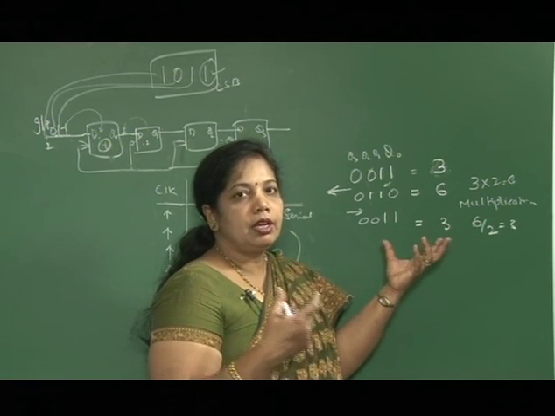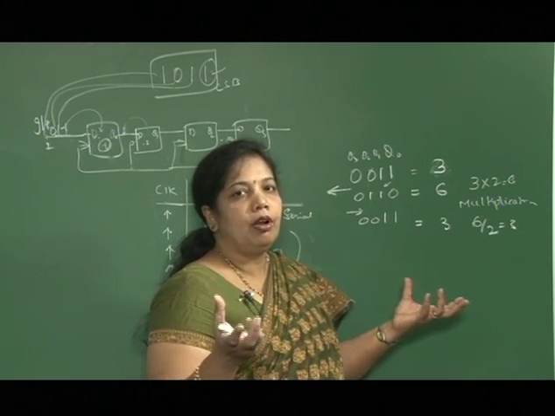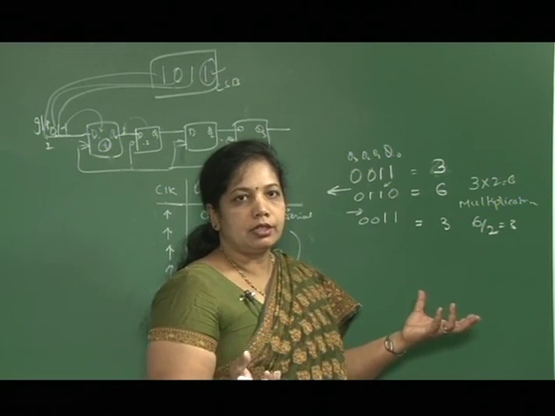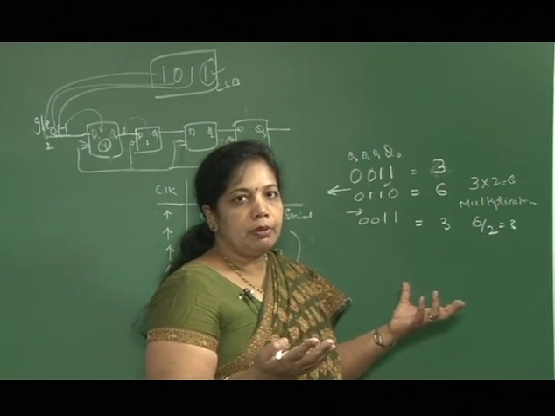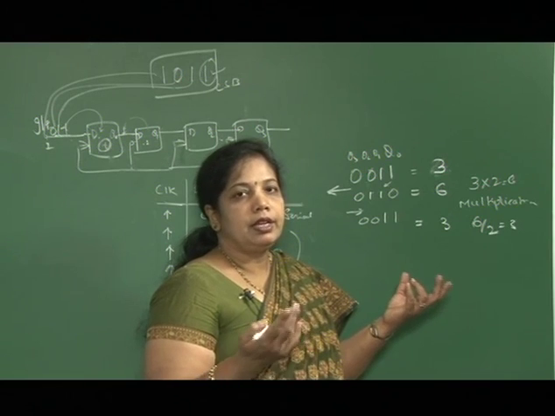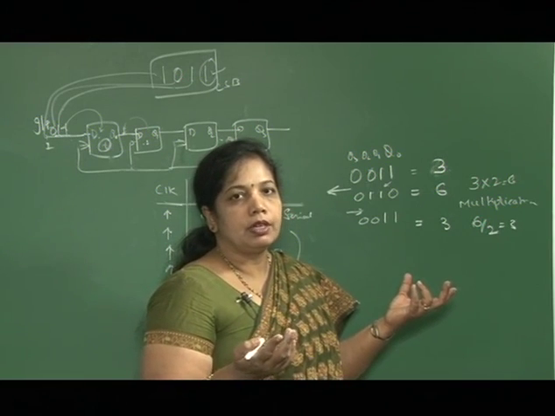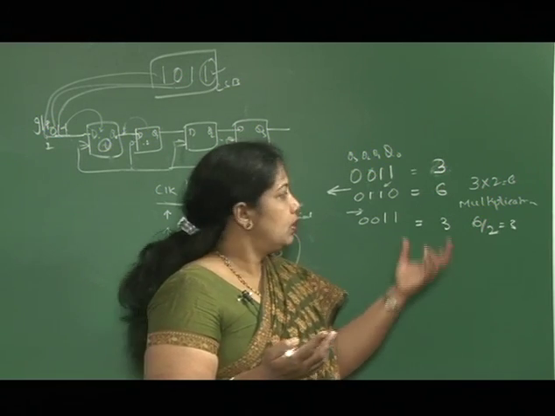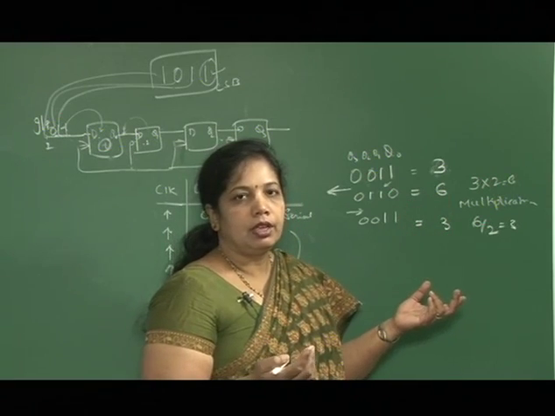So multiplication and division circuits are made up of shift registers. In your CPU, multiple integer operations and arithmetic operations are performed using these shift registers.